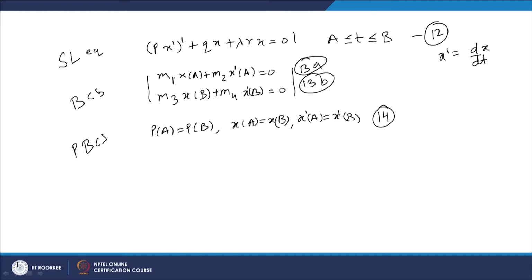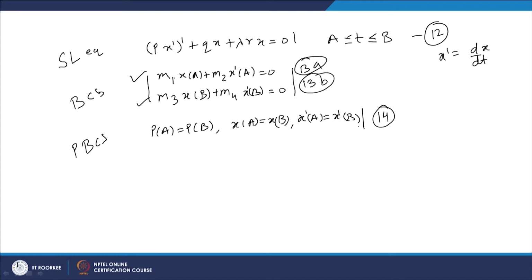One is the separated boundary condition, that is m1 x(a) plus m2 x'(a) equal to 0, defined at the point t equal to a, and the other boundary condition, m3 x(b) plus m4 x'(b) equal to 0, defined at b. Another type is the periodic boundary condition, that is P(a) equal to P(b), where P is the coefficient of x double dash, x(a) equal to x(b), and x'(a) equal to x'(b).